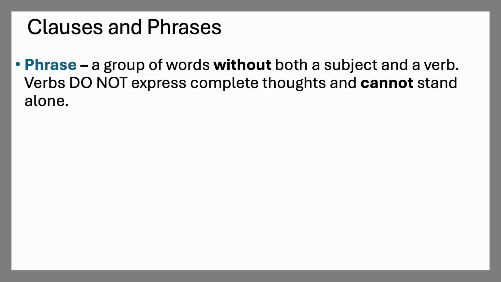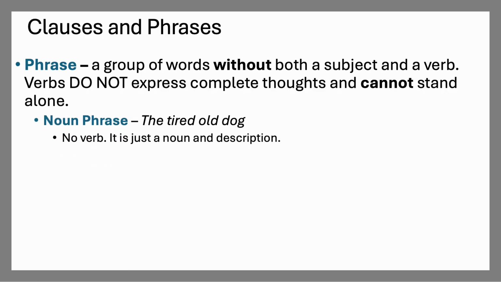So clauses and phrases, let's talk about phrases. So a phrase is a group of words without both a subject and verb. So it's not a complete sentence, it doesn't express a complete thought, it cannot stand alone. Sometimes phrases can look like clauses, so just be careful. You need to know what it entails. So look for those subjects, look for those verbs. So a noun phrase, the tired old dog. There's no verb there, it's just a noun, it's just a description, right? It's not really telling me much else. So it's just a phrase.